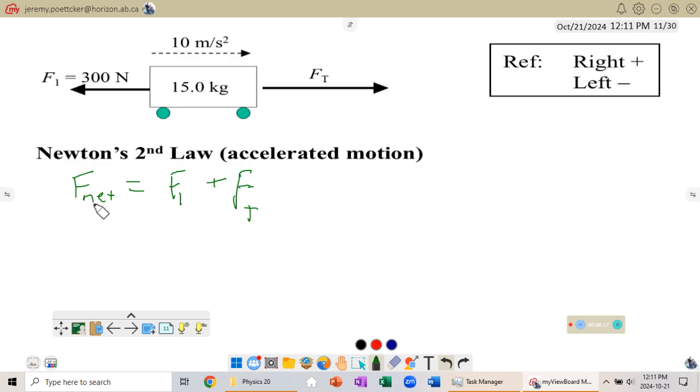First hint: F net is also equal to mass times acceleration. We have both of those values. So mass times acceleration equals F1 plus Ft. I'm going to subtract F1 from both sides. So m a minus F1 is equal to Ft.